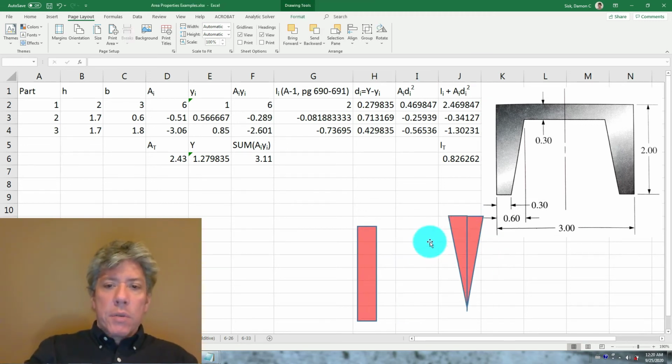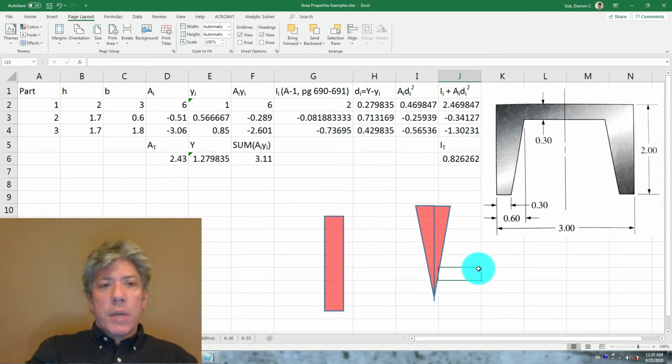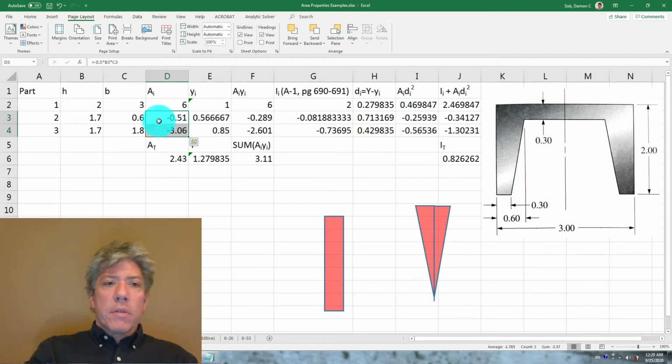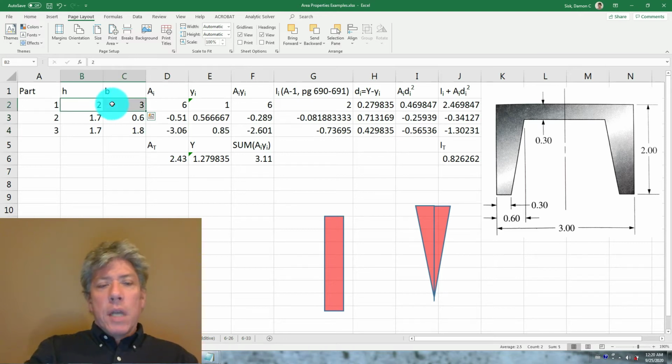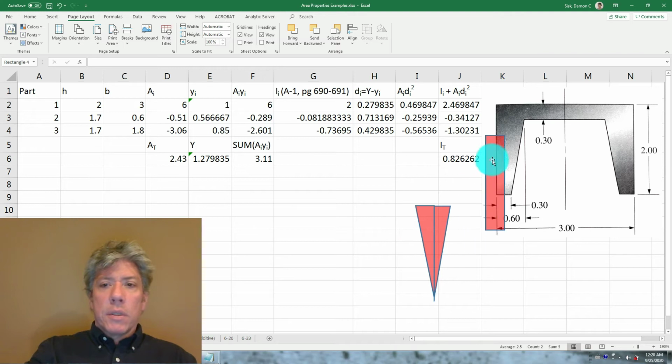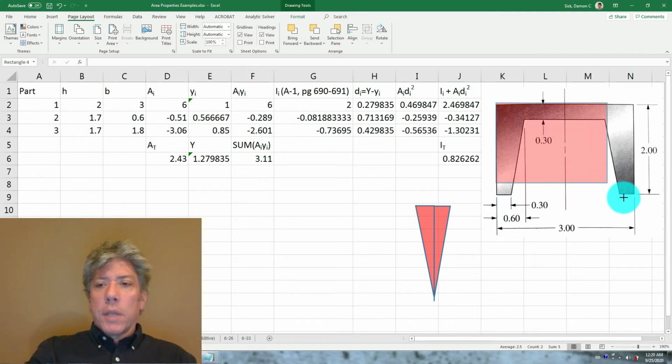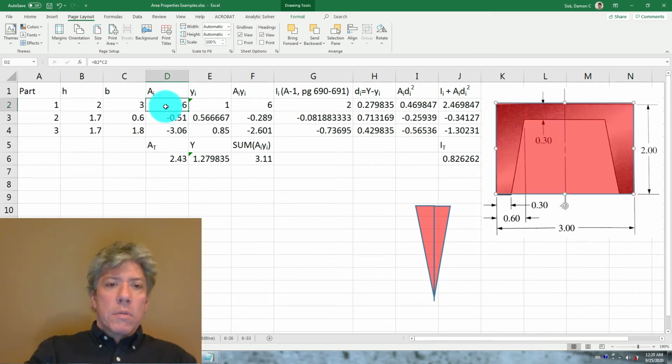Now I've called this one subtractive. So what am I doing here? Well, you notice two of the areas are negative. So what am I doing? Well, I'm dealing with a rectangle first of all. And what rectangle is it? Well, it's simple. It's the overall rectangle. 2 times 3, right? So 6, I don't know if these are inches or millimeters or whatever, probably inches. So 6 square inches of area, that makes sense. 2 times 3 is 6.